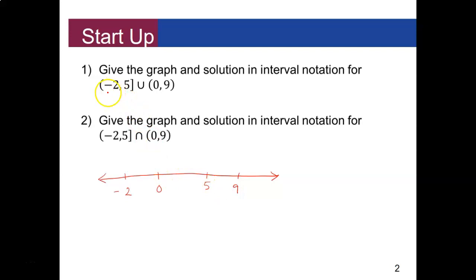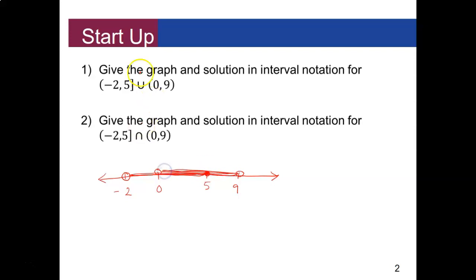Okay, so for this one, we've got -2 with a parenthesis, so we're going to have an open circle here, and we've got 5 with a bracket, so we'll have a closed circle. We're going to shade everything in between. Then we've got from 0 to 9, so we'll have an open circle on 0 and an open circle on 9, and we're going to shade everything in between.